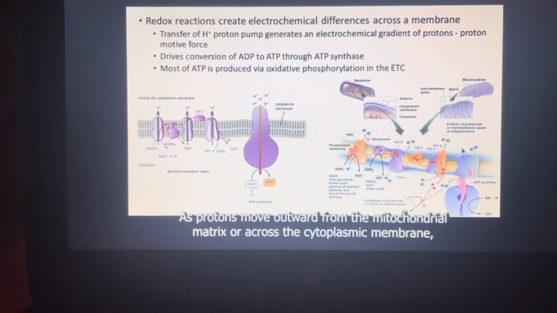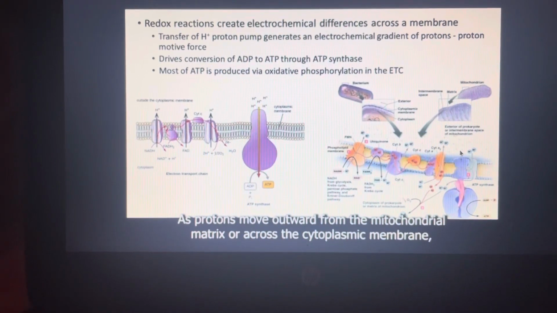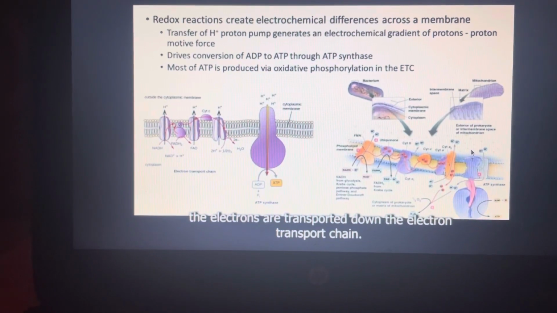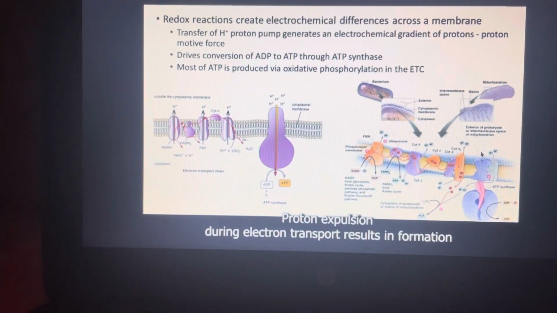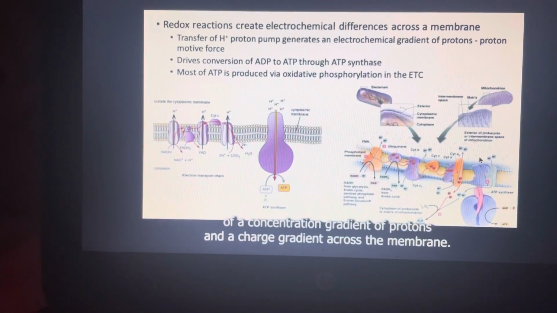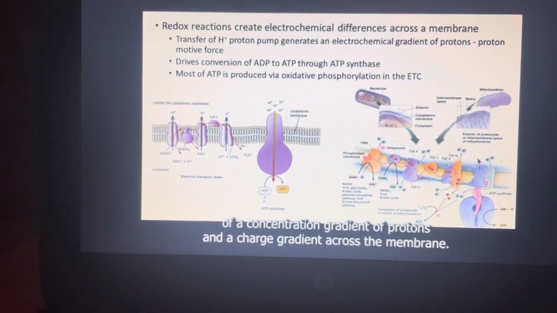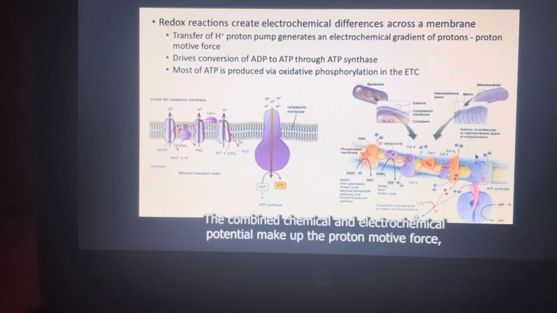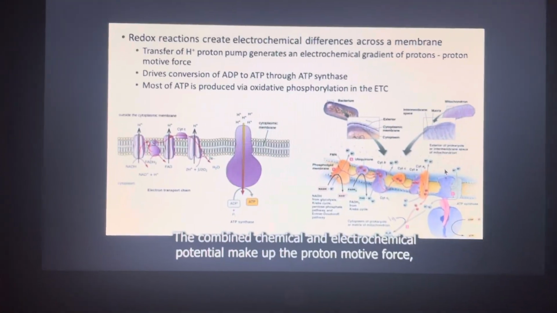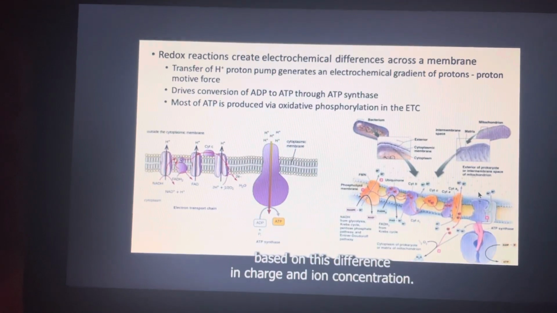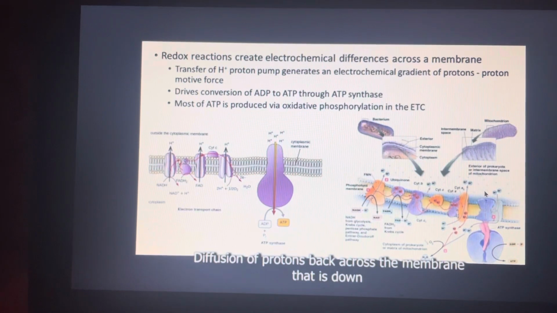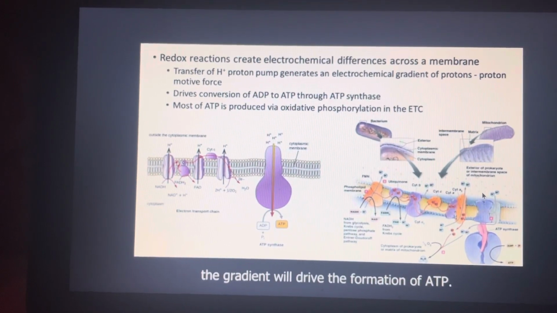As protons move outward from the mitochondrial matrix or across the cytoplasmic membrane, electrons are transported down the electron transport chain. Proton expulsion during electron transport results in formation of a concentration gradient of protons and a charge gradient across the membrane. The combined chemical and electrochemical potential make up the proton motive force based on this difference in charge and ion concentration.